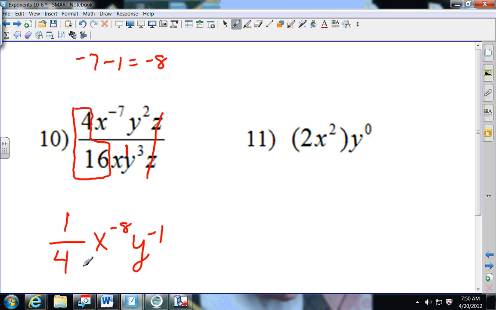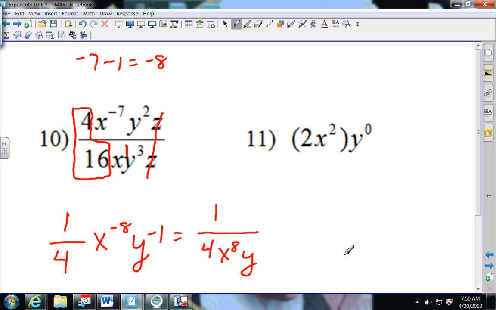Now this is one way you can write your answer. Or another way to get rid of the negative exponents, it would be 1 over 4 x to the 8th y to the first power. Because right now this is in the numerator, and to change those to positive, you have to put them in the denominator where the 4 is.